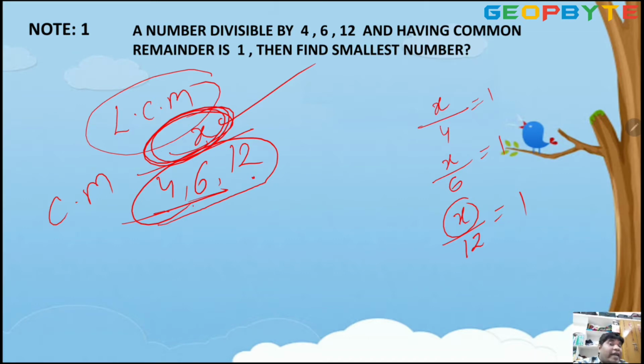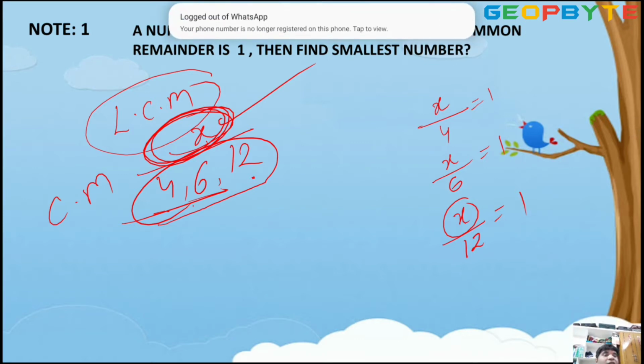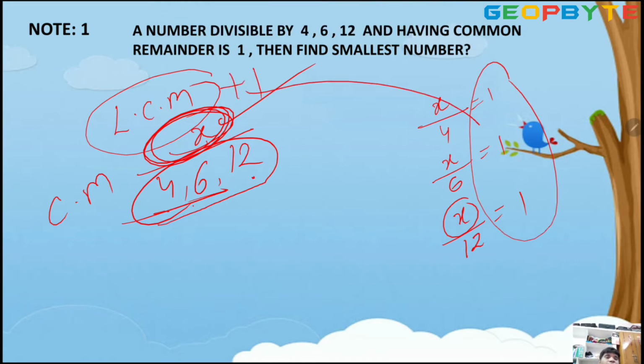LCM is divisible individually, meaning it cancels exactly. But every time you want the remainder to be 1. So that's why that 1 is added here. LCM of the given numbers plus 1. This is our logic. Very important. Simple logic.